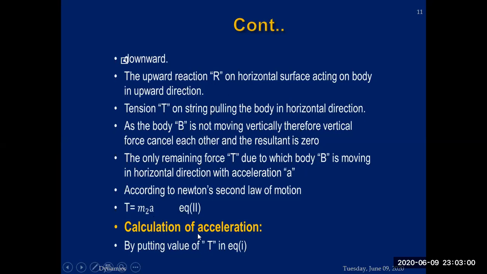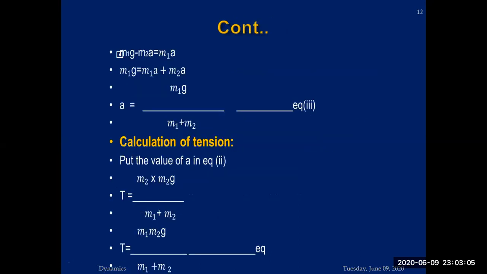Calculation of acceleration: again, you will use the technique to calculate the acceleration. These are the two equations: m1g minus T equals m1a, and T equals m2a. You have to see what your target is. Your target is to calculate acceleration, so of course you will add them up, and the tension will be cancelled. Then you will get the value of acceleration, that is a is equal to m1g divided by m1 plus m2.